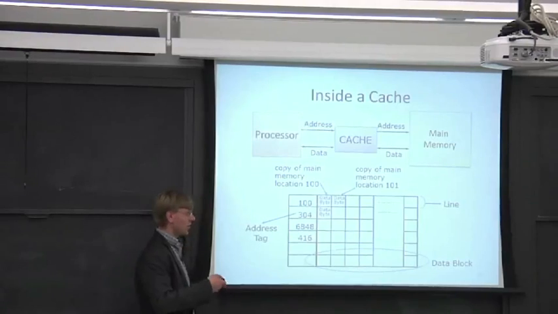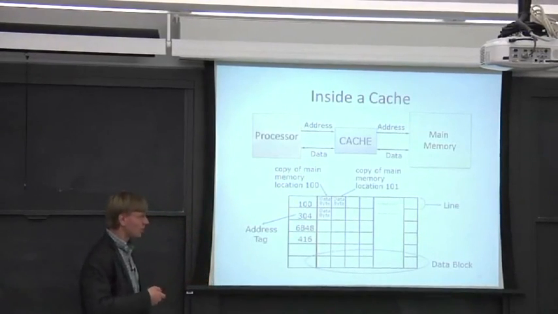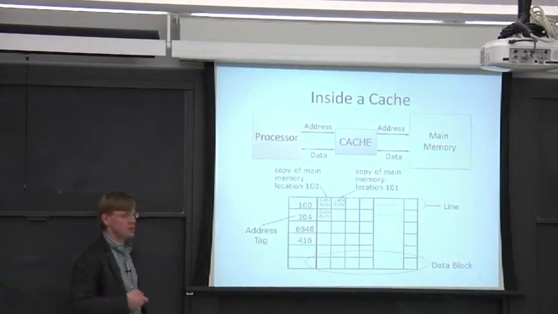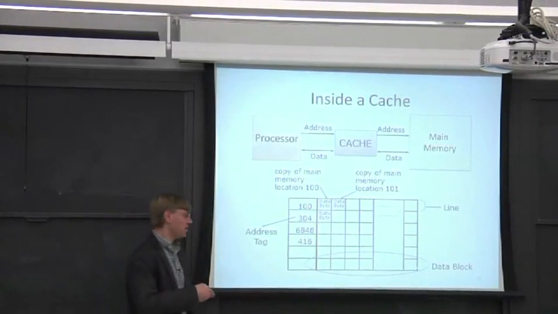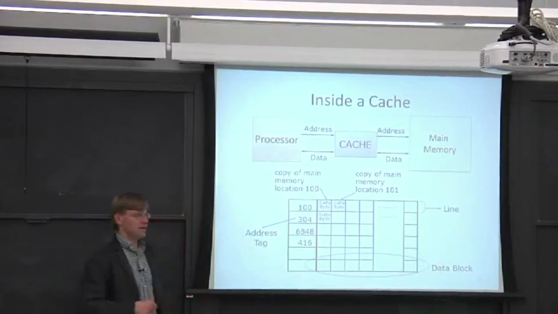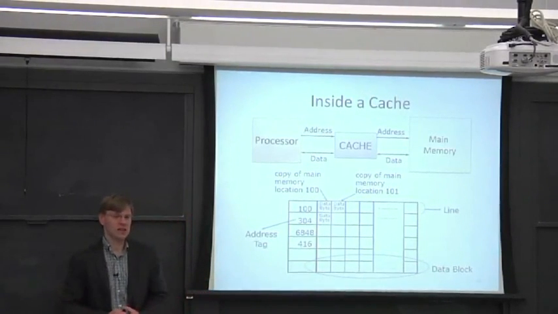And I wanted to point out here, sometimes people call the whole thing here a line. A line typically includes the tag information and possibly valid bits. And the block is the actual data that you're storing.